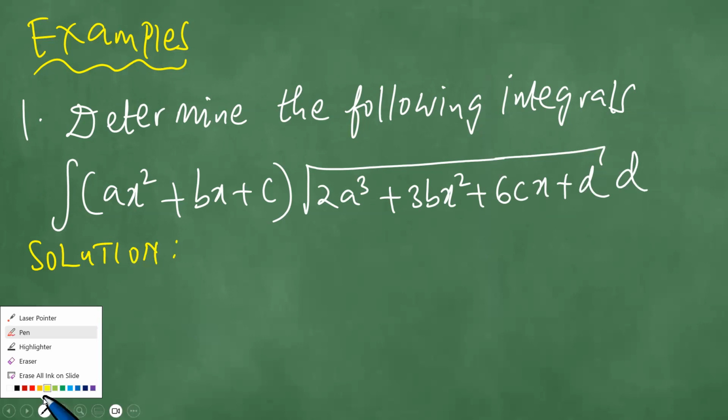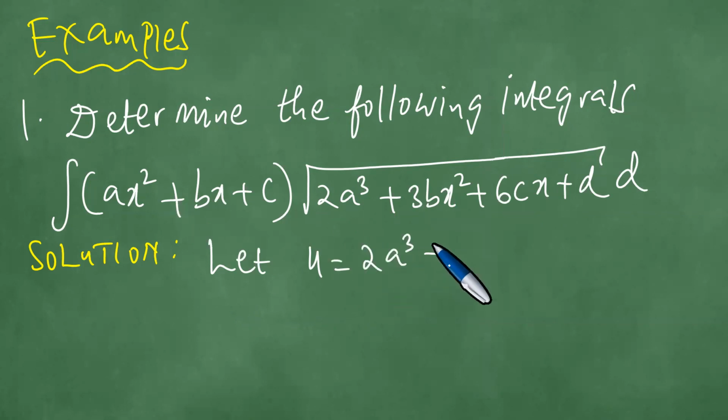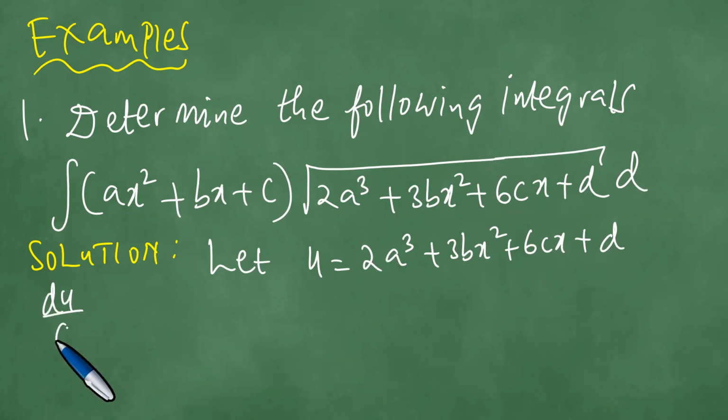Right, so a problem like this requires us to look very carefully and realize that we have a square root and we have something outside the square root. So what we do here is we let u be what is under the square root, because the derivative of what is under is going to bring what is outside. So u is 2a cubed plus 3bx squared plus 6cx plus d. du dx is the derivative of this one with respect to x. The derivative of this one is 0. Then the derivative of this one, 2 by 3b. The derivative of this one is 6c.